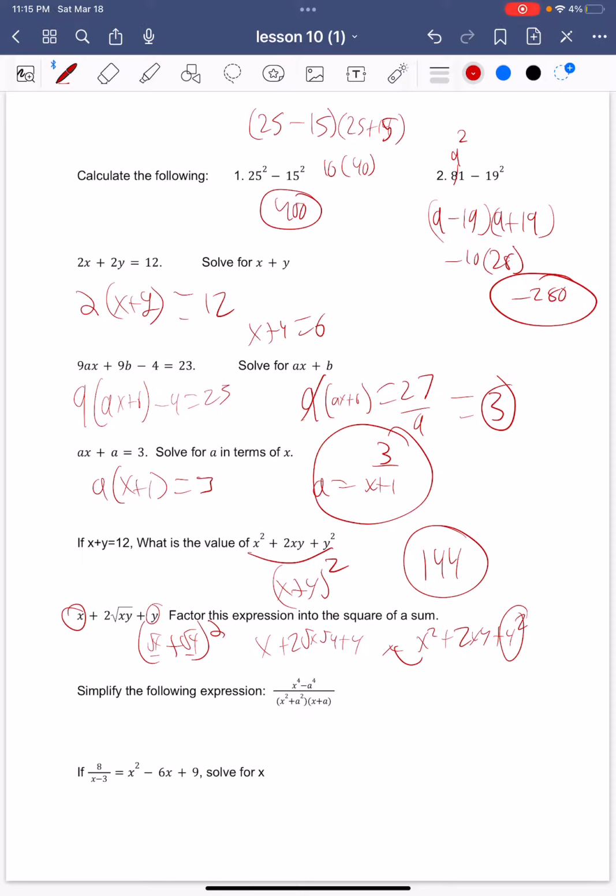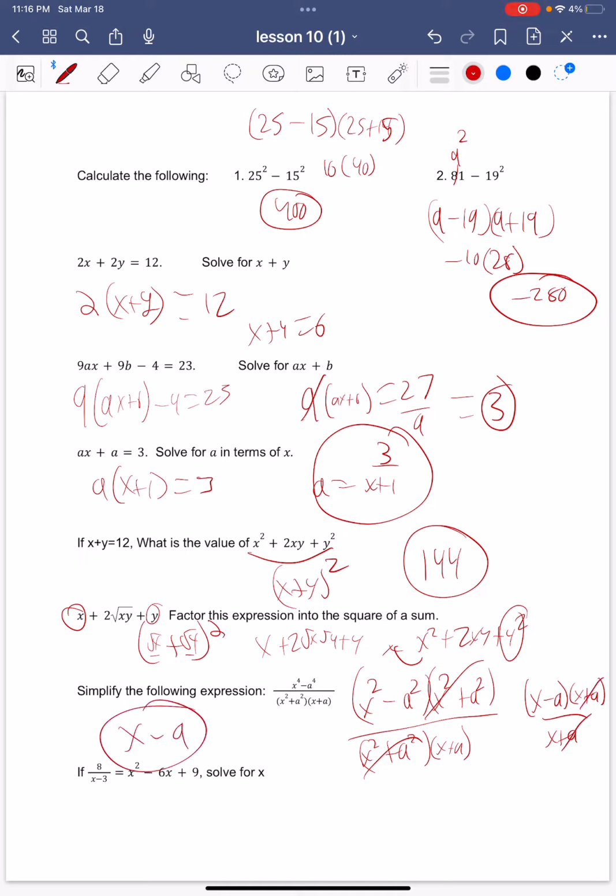Simplify the following expression. So we can factor the top into difference of squares: x squared minus a squared times x squared plus a squared. This is all over x squared plus a squared times x plus a. Well, these two can cancel out. Then we're left with x squared minus a squared over x plus a. Well, we can still factor the top, x squared minus a squared, into difference of squares. So x minus a times x plus a. And the x plus a's cancel out. So we're just left with x minus a.